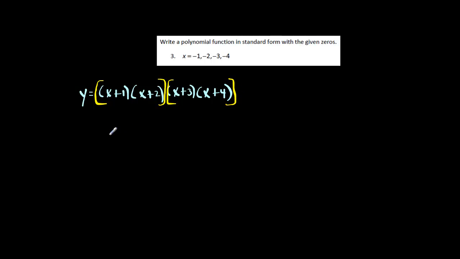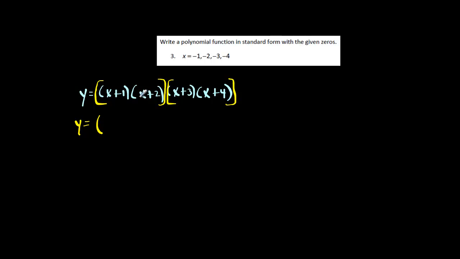Next, write a polynomial in standard form with the given zeros. So, negative 1 comes from x plus 1. Negative 2 comes from x plus 2. Negative 3 comes from x plus 3. Negative 4 comes from x plus 4. What I would do in order to multiply all of this out, I would just multiply those two together and then those two together first.